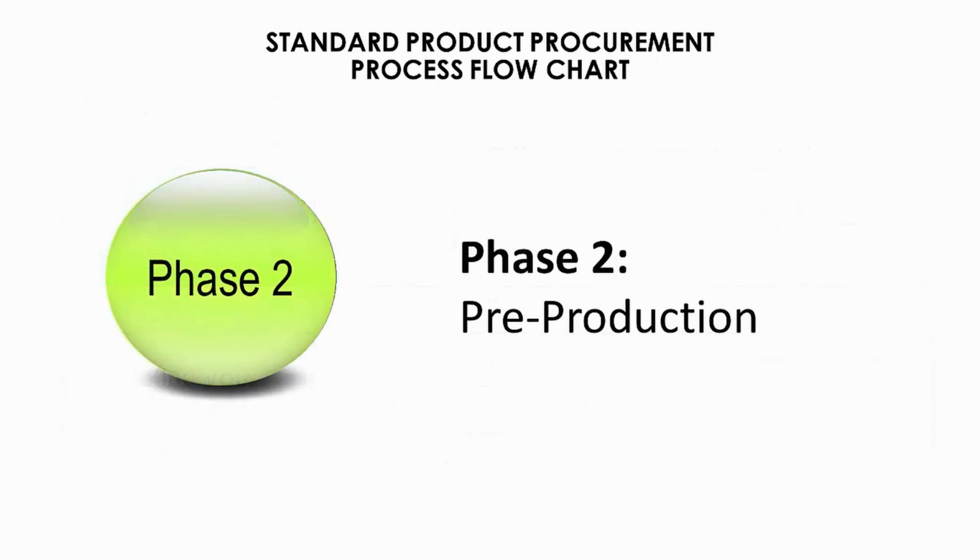Phase 2 is the pre-production phase. This is where all the activities take place prior to actually producing the product, which include factory audits, control plans, and purchase orders, as well as the initial payments.